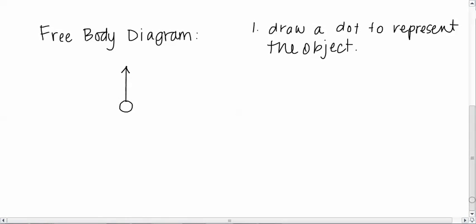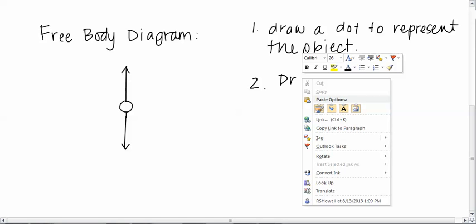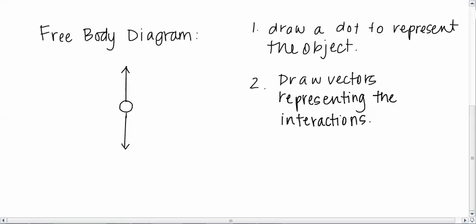Then maybe you recognized that there is something pulling on all of us, and you drew an interaction between the mass and the earth. And maybe you even put an arrow on it, and that's great. So the second thing to do is to draw the vectors representing the interactions. And the third thing we need to do is make sure we label them.